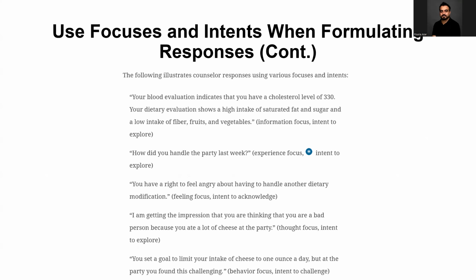So here are some examples from your textbook. So for example, the first example is your blood evaluation indicates that you have a cholesterol level of 330. Your dietary evaluation shows a high intake of saturated fat and sugar and a low intake of fiber, fruits, and vegetables. So in this case, we are giving information to our clients. So our response will fall into explore.